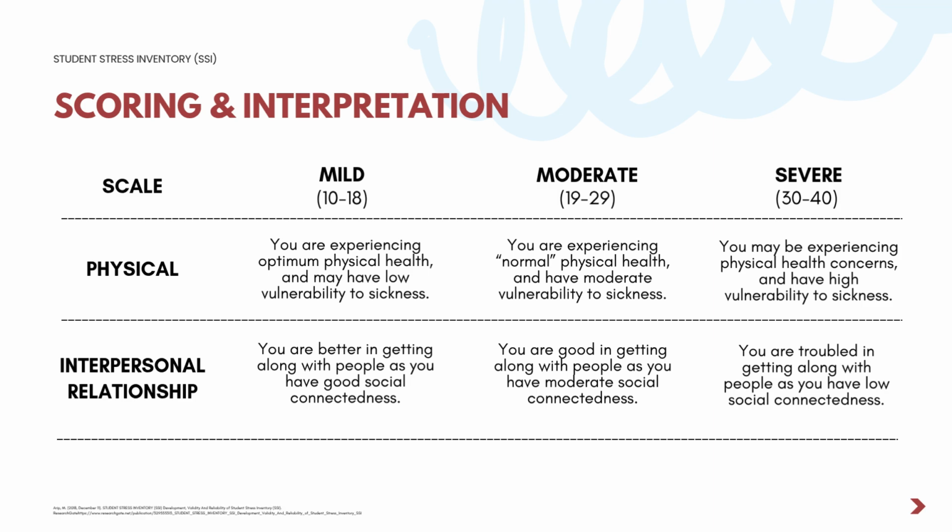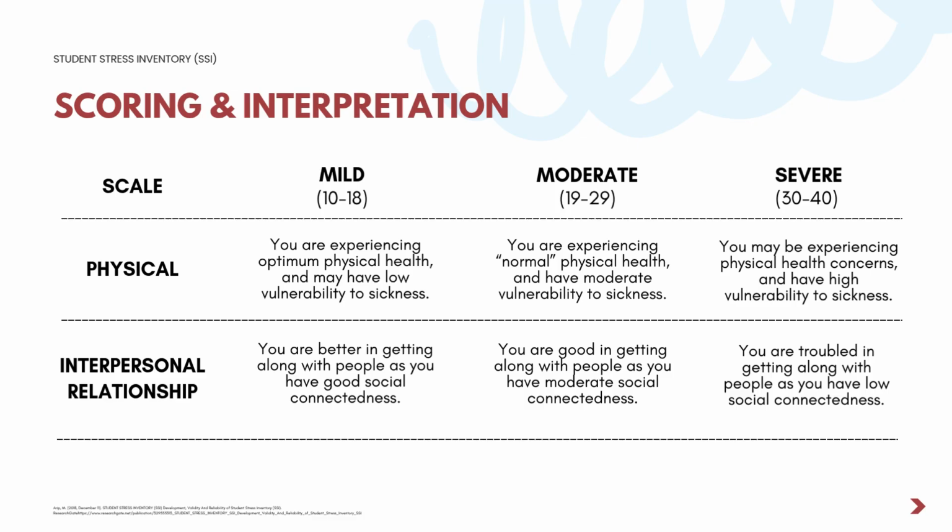Scoring and interpretation. For each individual subscale, your score falls into mild, scores between 10 and 18, moderate, scores between 19 and 29, or severe, scores between 30 and 40. Let's break down exactly what these look like for the first two areas.